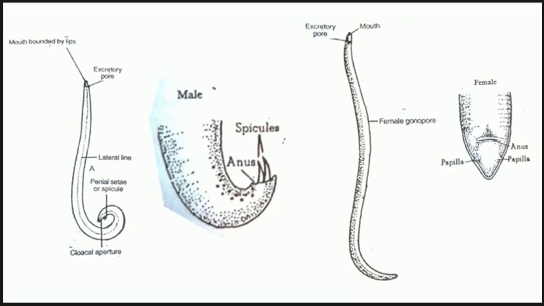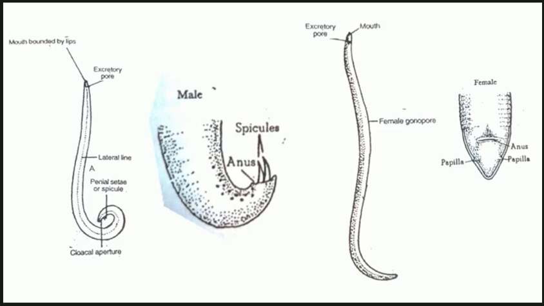Hello TY BSc. In the last lecture we started with Ascaris lumbricoides. We have seen the habit and habitats of Ascaris lumbricoides. Then we went through the morphological characteristics of Ascaris. In that, as we know, the sexes are separate in Ascaris lumbricoides. So as you can see, we have differentiated between the male and female.